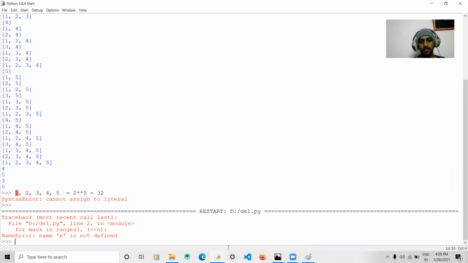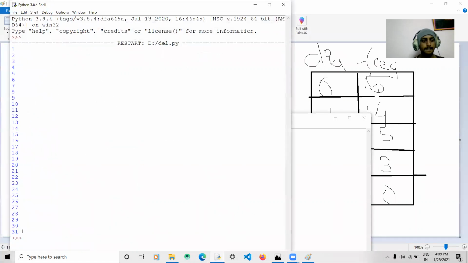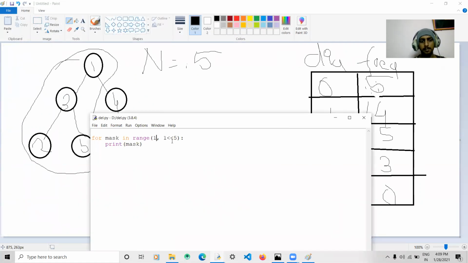N is not defined, obviously. That's what's happening. So let's keep this 5, and that's it. You can see 1 to 31, all of them are present, and 0 is the 31, 5th element. But we are not interested in empty subsets for this problem. If you wanted an empty subset, you can simply keep 0 here. Let's also, instead of printing mask, print its binary decomposition.